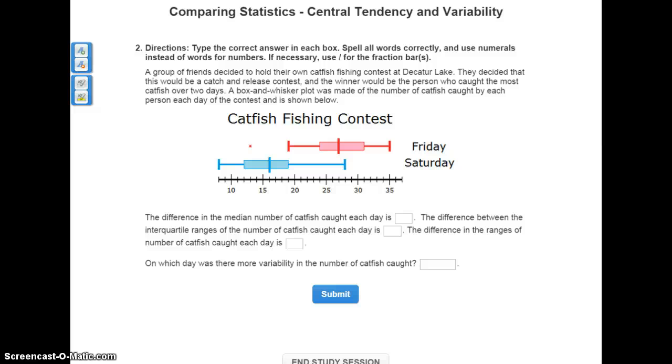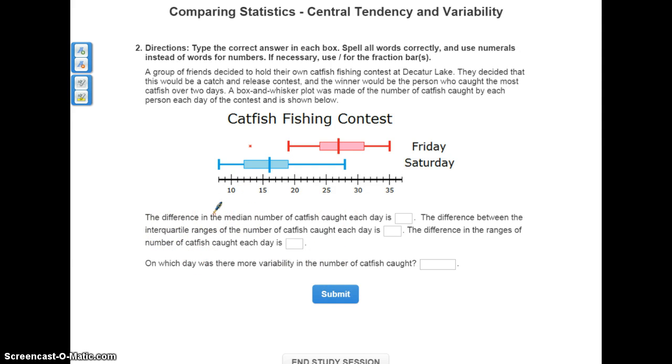Okay, next type of question is a box and whisker plot, and this is exactly what a box and whisker plot looks like. Here we have the box in the center, and then the whiskers are the 2 ends on the side here. All this stuff up here is a box and whisker plot made about the number of catfish caught each day. Pretty much that's just giving us information about what this is talking about. Down here is what I'm looking for.